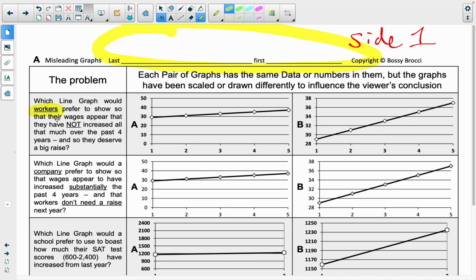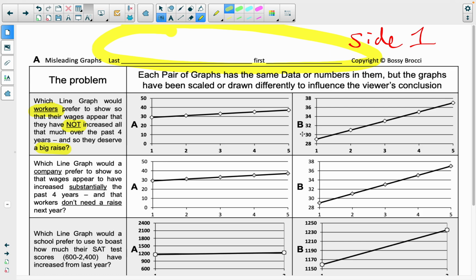All right. For the first one, these two graphs represent the same pieces of information. It says the line graph. Which line graph would workers prefer to show so that their wages appear that they have not increased that much over the past 4 years and they deserve a big raise? So if you're a worker and you're trying to tell your boss, hey, look at this picture. Our wages have not gone up. We deserve a raise. Which graph, A or B, shows wages not increasing over 4 years?